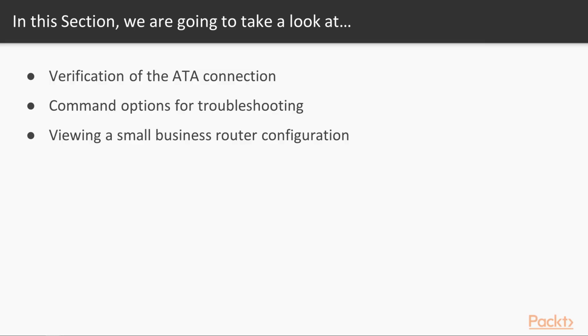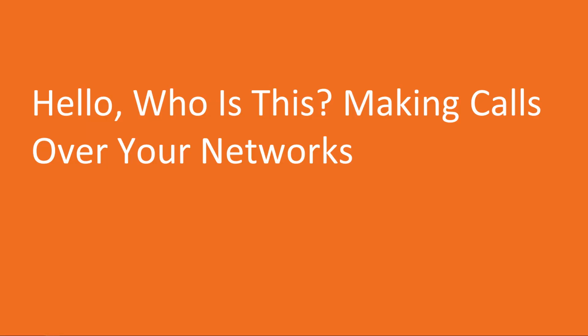Specifically in this section, we're going to look at verification of the ATA connection from the ATA appliance. We'll cover common command line options for troubleshooting, and use those command line options for troubleshooting within the system. And finally, we're going to view a small business router configuration. Let's get started.